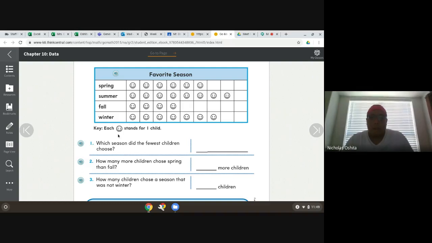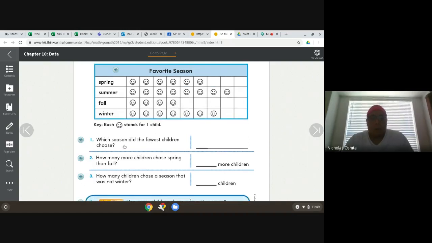And then that important thing is the key. We want to make sure that we know that each smiley face stands for just one child. And remember, I talked about that could stand for different ones, but for today's graph, you're going to use the smiley face means one child, one of you.